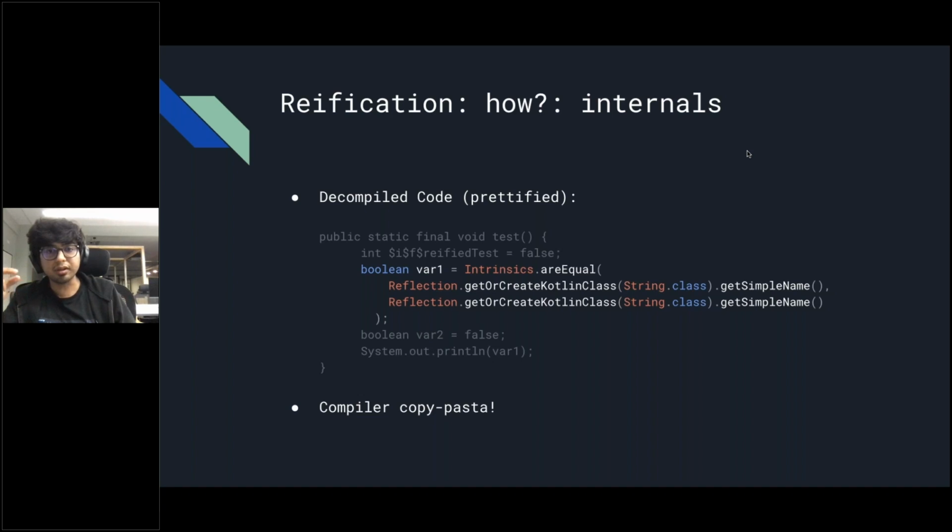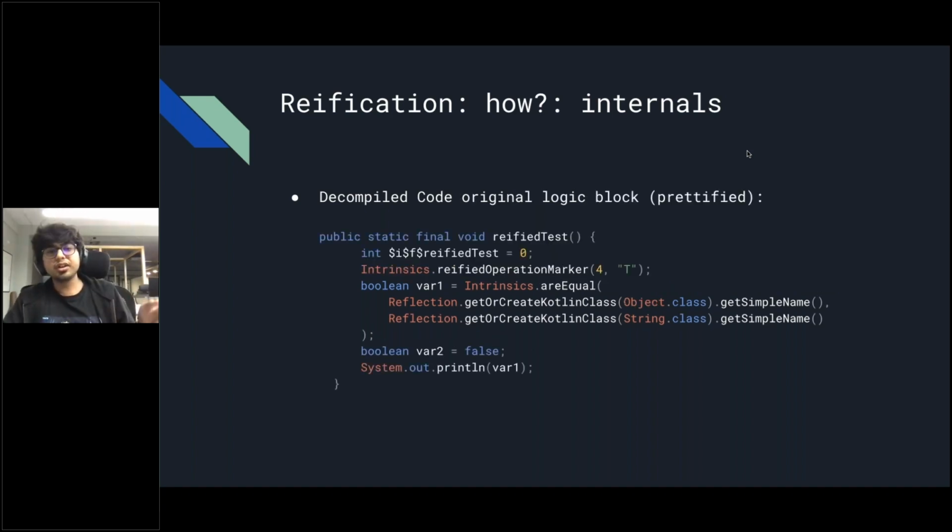The Kotlin compiler is actually pretty rich. The guys at JetBrains have worked a lot on the Kotlin compiler. The recent versions have been amazing at what they do. So this is another optimization which the Kotlin compiler does.